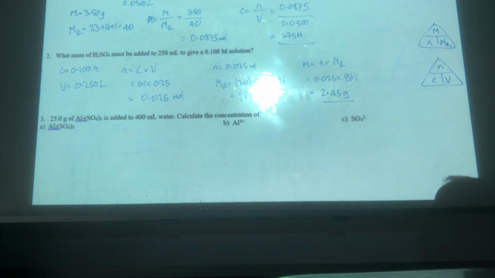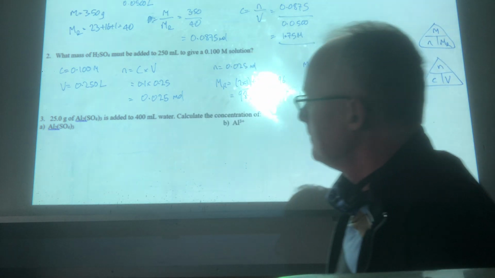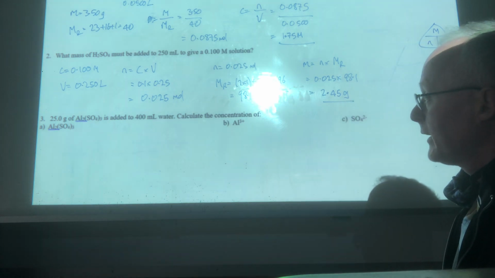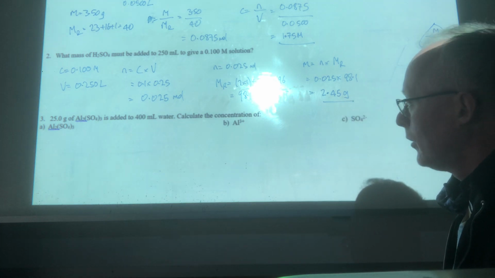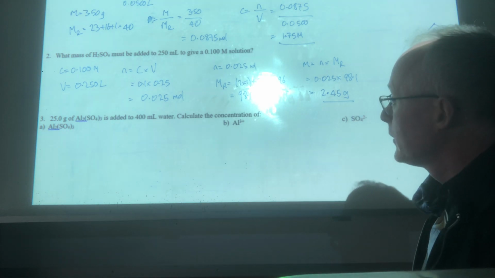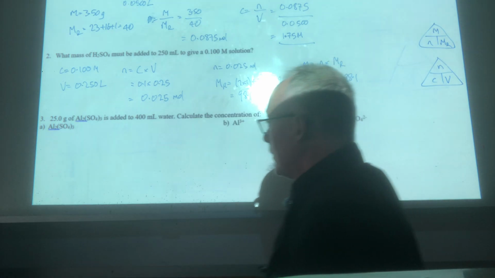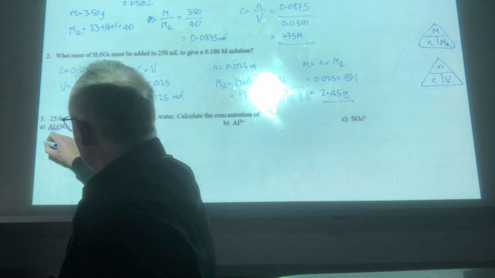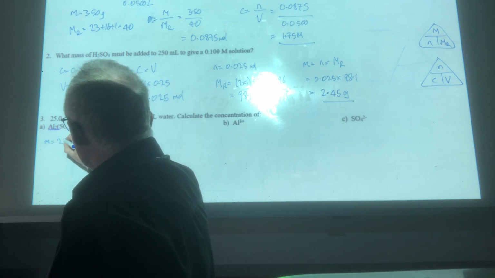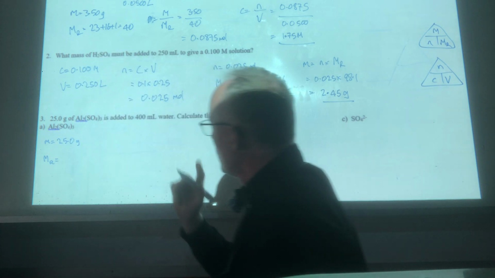Now question 3. Okay, we start with the straightforward formula use part of it, in which we're going from the mass to the moles and then the moles to the concentration. So first of all, we're going to be using the mass formula to work out the number of moles. So we've got the mass equals 25.0. Molar mass. We're going to have to be careful working that out. Got to remember to multiply those brackets.